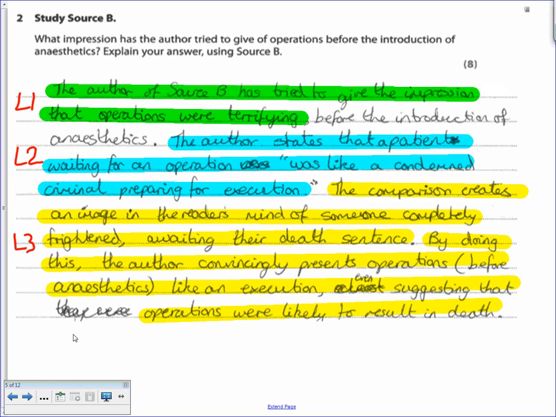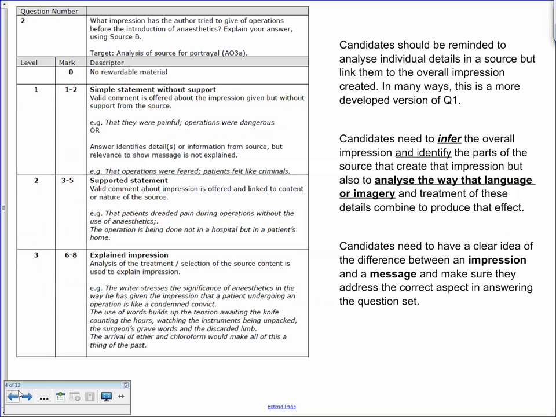Here we've got the first paragraph. I've marked it level 1, level 2, level 3. The author of source B has tried to give the impression that operations were terrifying. So, here he's provided a simple statement without support, a valid comment about the impression but no detail.